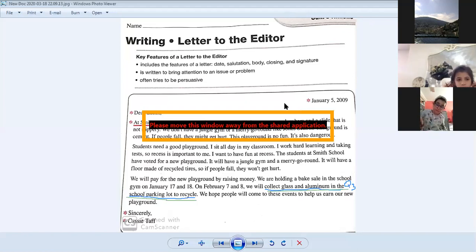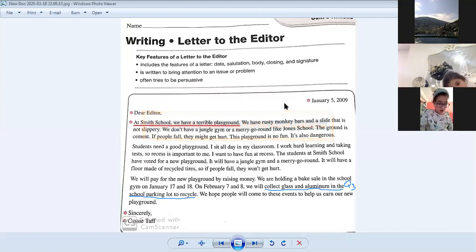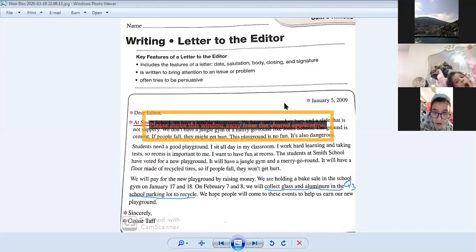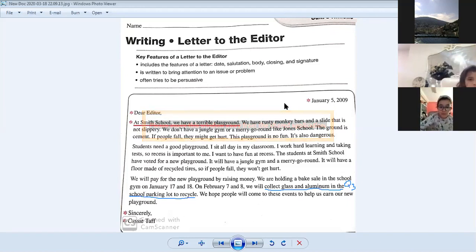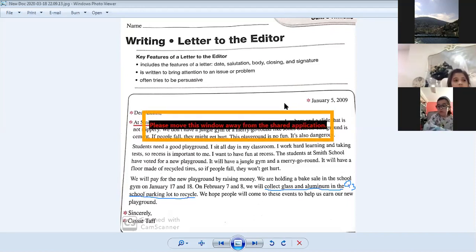Now, how do you know that the writer really wants to find a solution to her problem? What words did she write to persuade the readers to help her? Write it for me. What do you think? Words like the playground is dangerous. Words like we want a safe playground. Words like I would like you to help. Words like I work hard. Words like the playground is no fun. We hope. I wish. All of these are persuasive words. So circle or draw a box around three of the persuasive words.